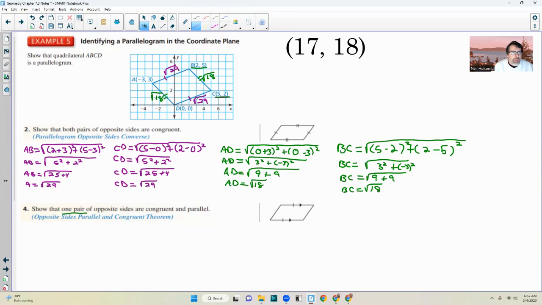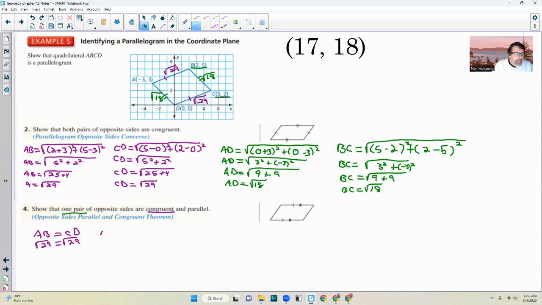We know they're both square root, so I'm going to say AB equals CD because the square root of 29 equals the square root of 29. Okay, so I already know that those two sides are congruent, and that's a pair of opposite sides. So we've already shown that they're congruent. We just need to show that they're parallel. You don't have to do both of these. I'm just showing you how to do one and then do the other. Okay, so now I want to prove AB is parallel to CD.